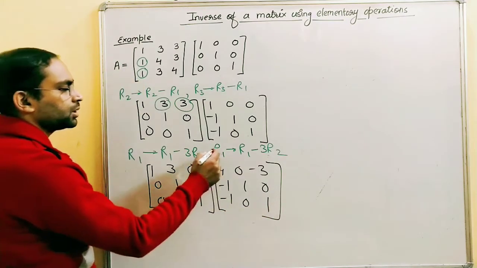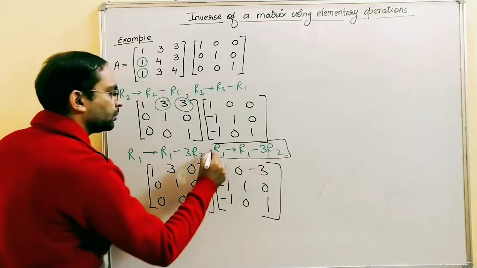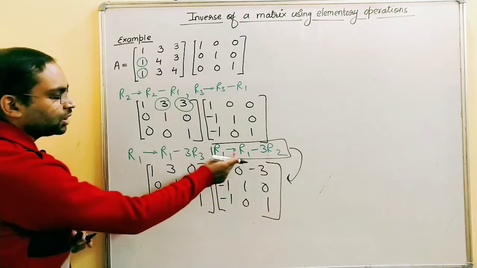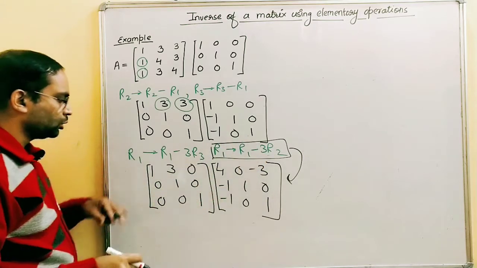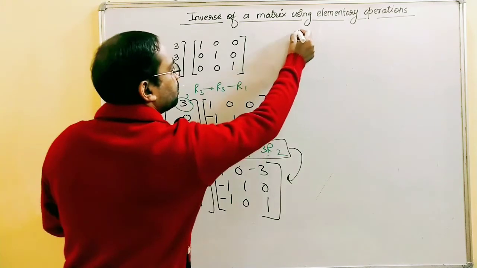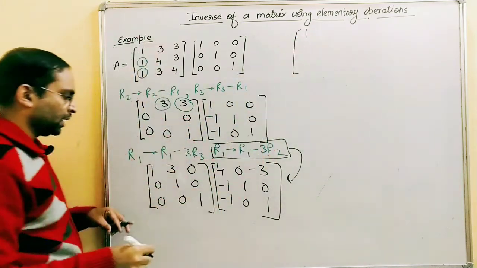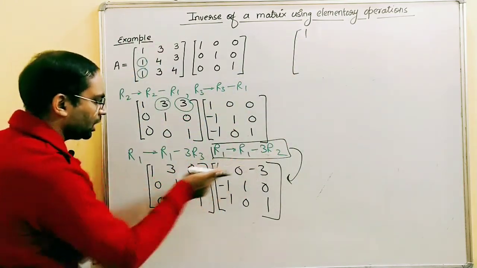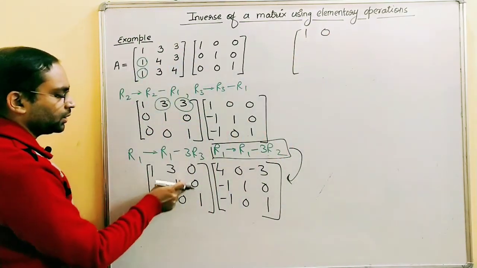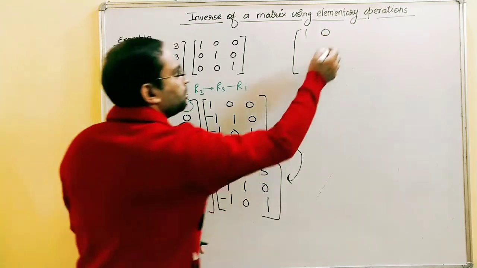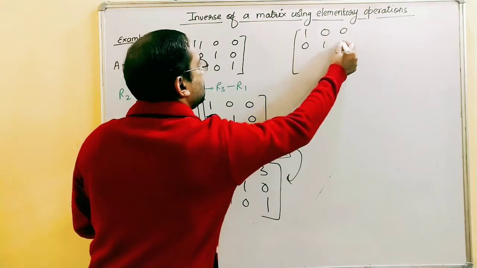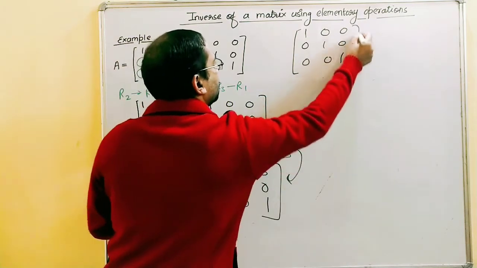Now I need to perform the second operation on these matrices. First is R1 minus 3R2. So R1 minus 3R2: 1 minus 0, this will be 1 only. Then 3 minus 3, this will be 0. Now 0 minus 3R3, this will be 0. The second row will remain the same: 0, 1, 0, 0, 0, 1.